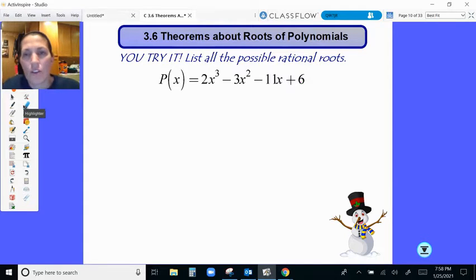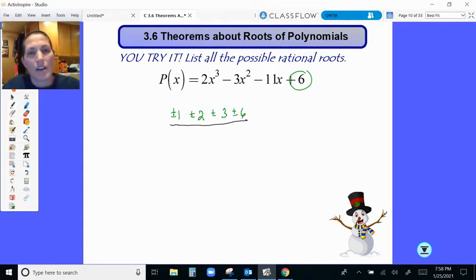Okay, so coming back, we have factors of 6, which are going to be positive and negative 1, positive and negative 2, positive and negative 3, and positive and negative 6. And that will be all divided over positive and negative 2. So, I should say, factors of 6 over factors of 2. Okay, so then my possible roots are going to be positive and negative 1 over 1, 2 over 1, 3 over 1, and 6 over 1.